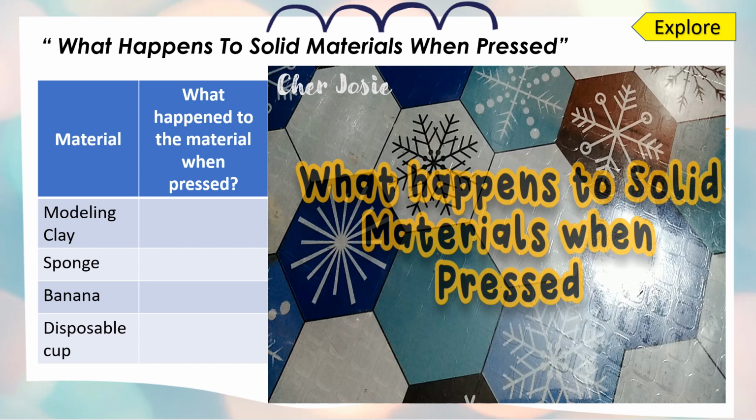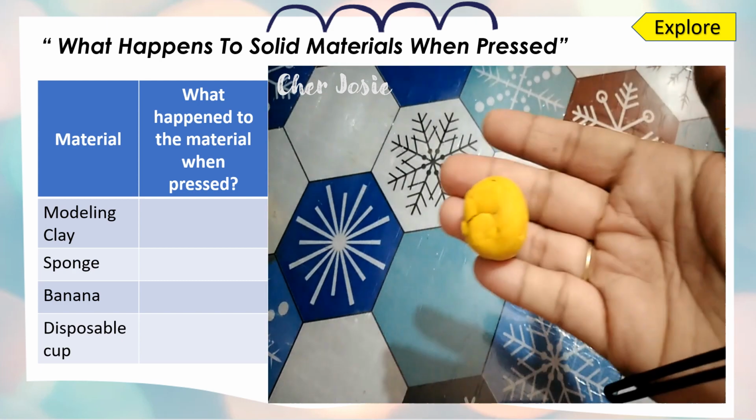To understand our lesson better, let's have a group activity. It is entitled, What Happens to Solid Materials When Pressed? For group 1, you're going to use modeling clay. For group 2, sponge. For group 3, banana. And for group 4, disposable cup. You can also watch this simple video for your reference. Later on, you're going to answer what happened to the material when pressed. Go!